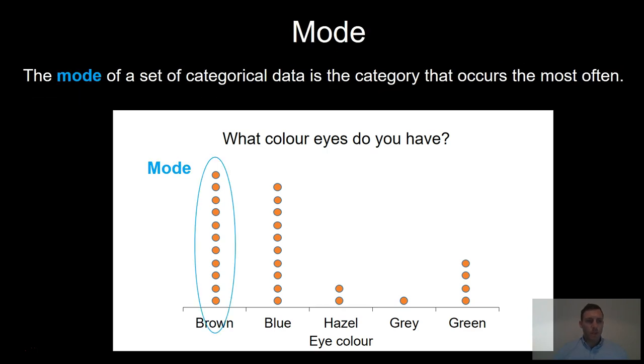With a dot plot, we can easily identify the mode of the data. In this case, you can easily identify that brown eyes is the mode because brown is the category that occurs the most often. And that's really easy to see on a dot plot.